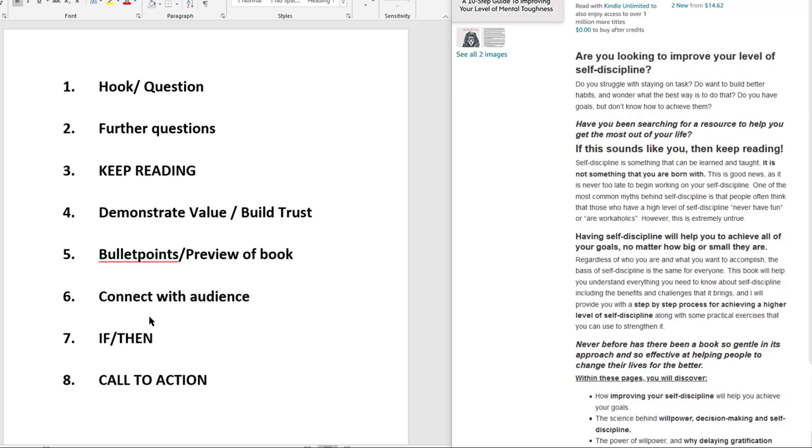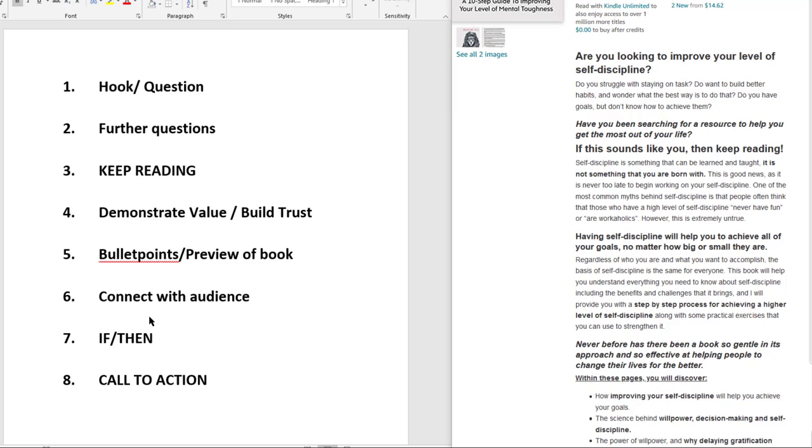So with the last one, I'm kind of bleeding into the next, number 4, which is demonstrating value, where it's, have you been searching for a resource to help you get the most out of your life? Now, this is a very general question, not necessarily specific to self-discipline, but you want to demonstrate that you understand that your reader is looking for something, and this can be it. You don't have to follow that specifically, but this is just another push question to make them go, okay, I'm interested in what else you have to say.